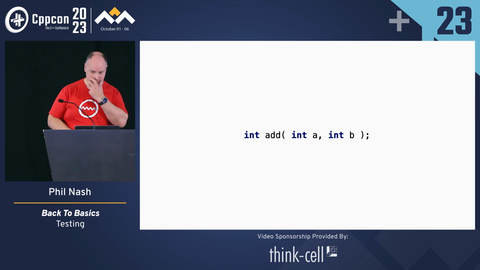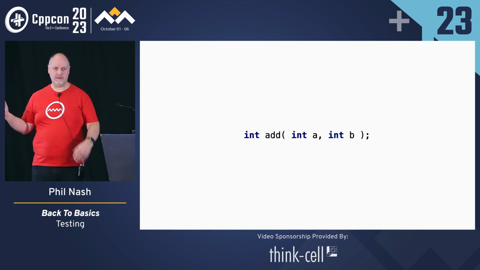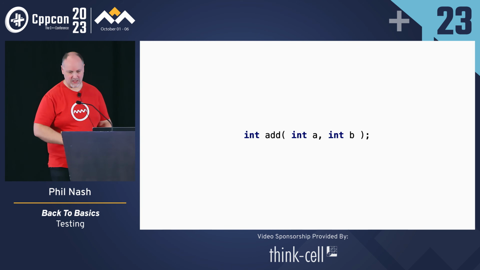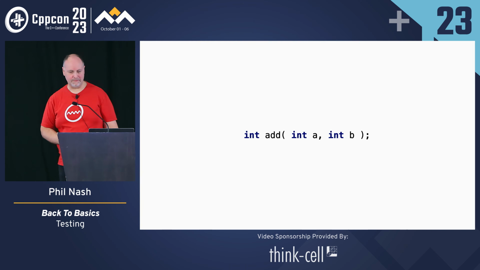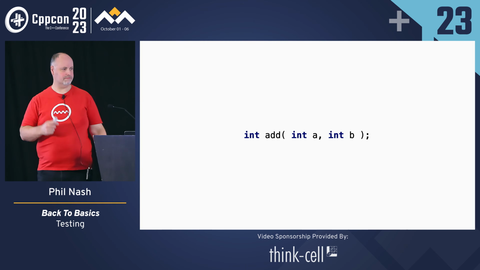Let's take a look at a code example. Keep this really, really simple, trivial. Imagine you've got a function that adds two numbers together. Okay, I won't even bother showing the implementation, at least not yet. If we've got this function and we want to write a test for it, how would we do that?